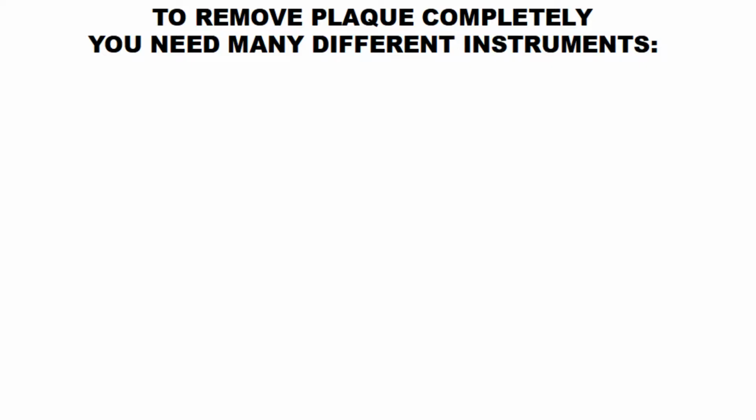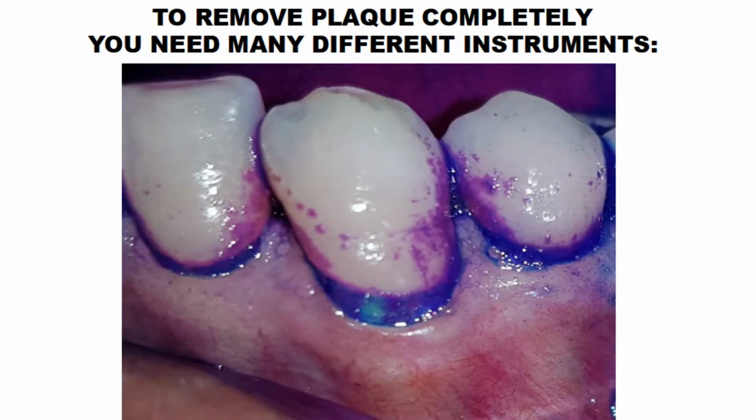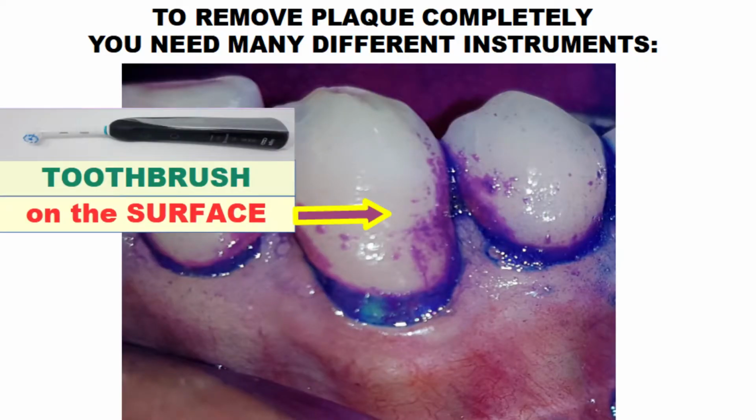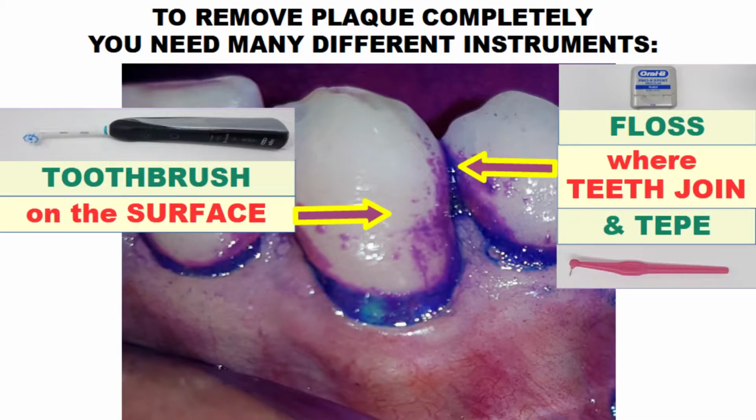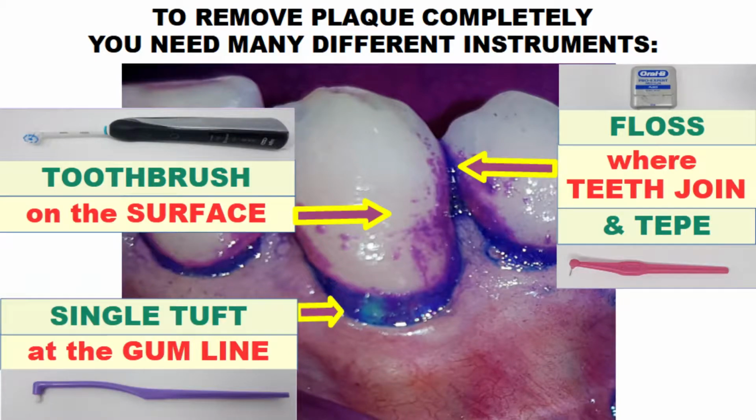Now, to remove plaque completely, you need many different instruments. You need a toothbrush for the surface of the tooth, floss for where teeth join, and also TEPE brushes if you have big gaps where teeth join, and a single tufted brush for use at the gum line.